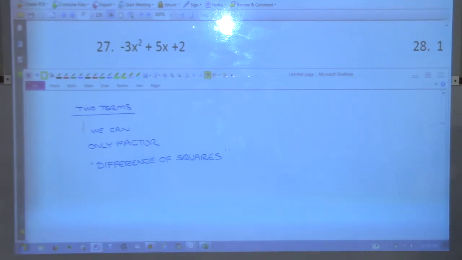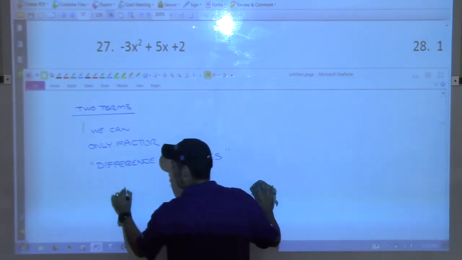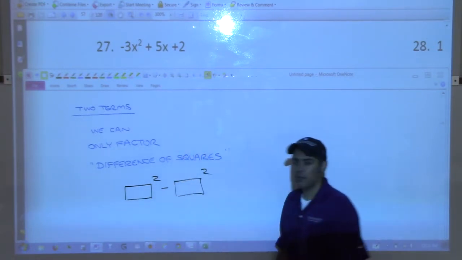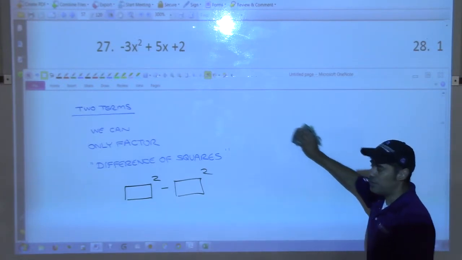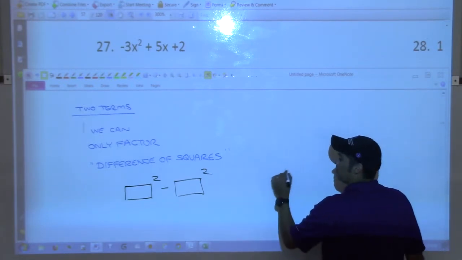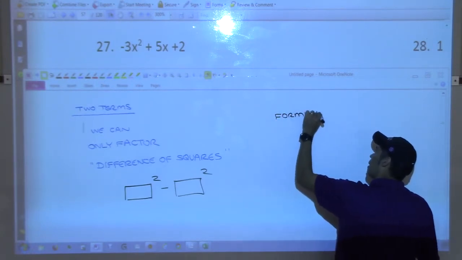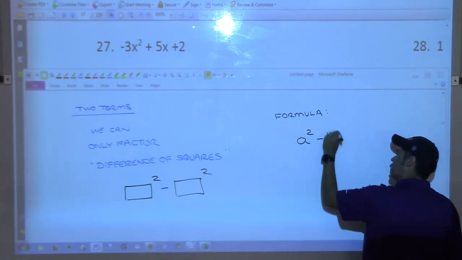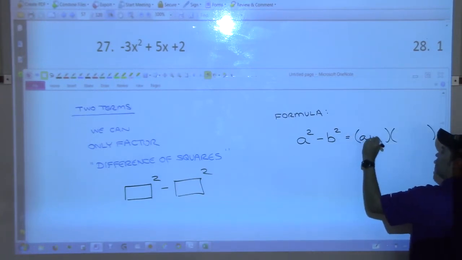All right, so when it comes to two terms, the only thing we can ever factor is if we have something squared minus something squared. That's the only thing we'll ever be able to factor if we're down to two terms. All right? So let me give you a formula to do this, and then we'll do some examples. So the formula for this is that if you have something, let's say a squared minus b squared, it will always factor to be a plus b times a minus b.